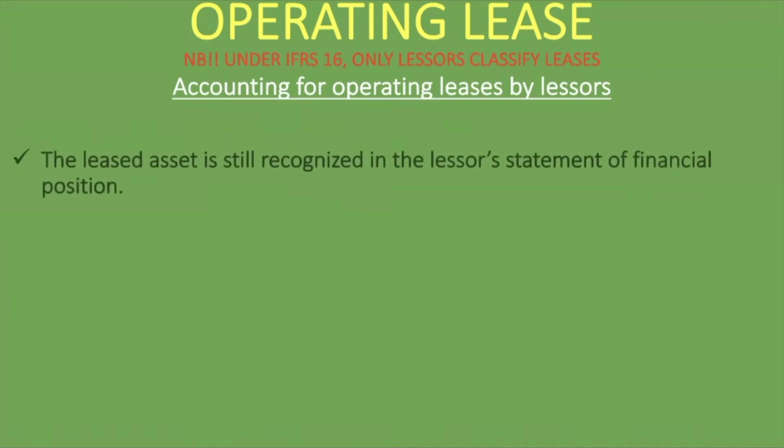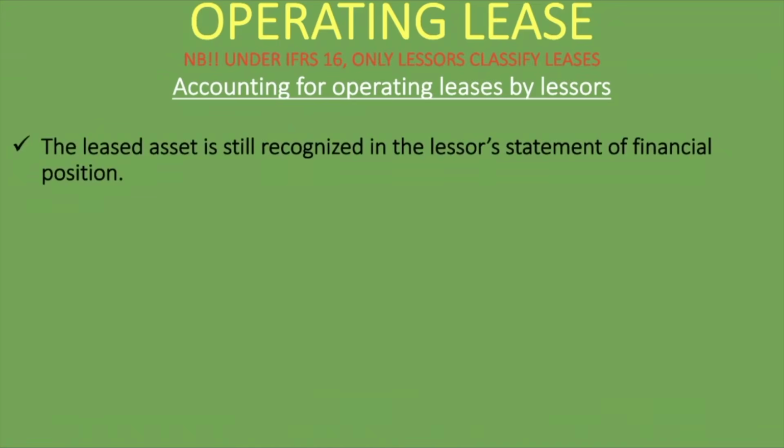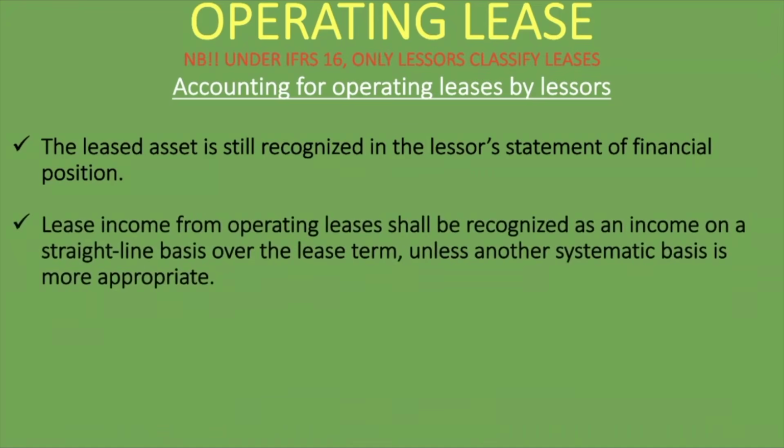Once you've determined that this is an operating lease, this is how you'll account for it if you're a non-manufacturer or a dealer. All right, so the leased asset is still recognized in the lessor's statement of financial position. So with the operating lease, you still recognize the asset in the statement of financial position. All right, lease income from operating leases shall be recognized as an income on a straight line basis over the lease term, unless another systematic basis is more appropriate. So what are we saying here? Well, you will recognize this lease income on a straight line basis over the lease term.